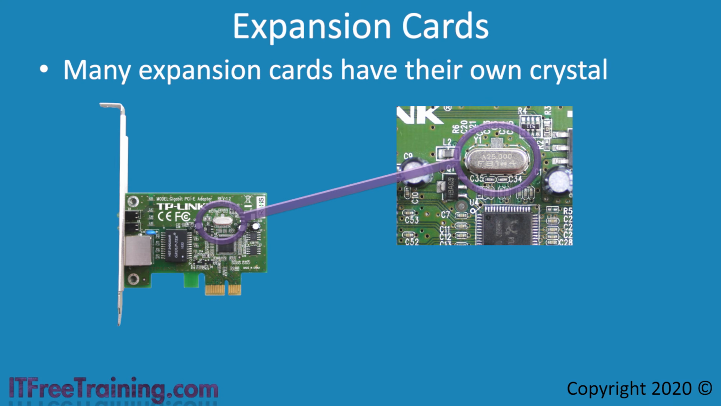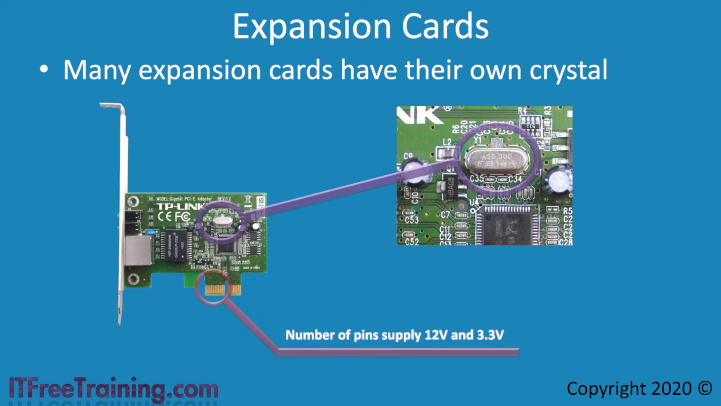In order to power the crystal, the expansion card receives 12 and 3.3 volt power from the motherboard. This will be the first set of pins found on the expansion card. Not all the pins will be power, but a large number of them are. This power allows the expansion card to power the crystal to generate its own clock cycle.